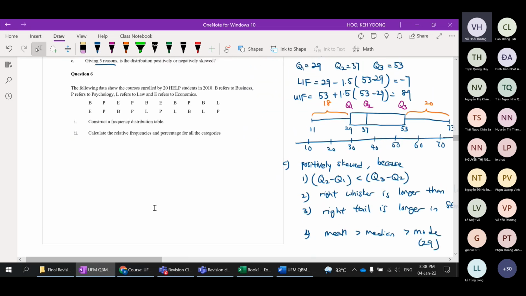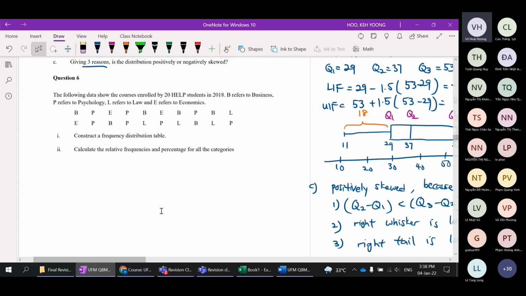Okay, let's look at question 6. The following data shows the courses enrolled by the 20 students in 2018. B refers to business, P refers to psychology, L refers to law, E refers to economics. Construct a frequency distribution table for this categorical data and then calculate the relative frequency and percentage. Okay, so question 6.